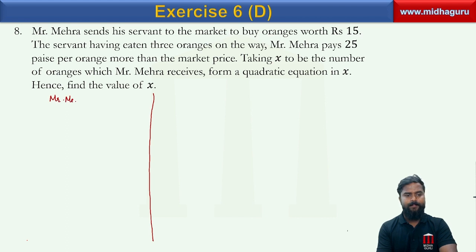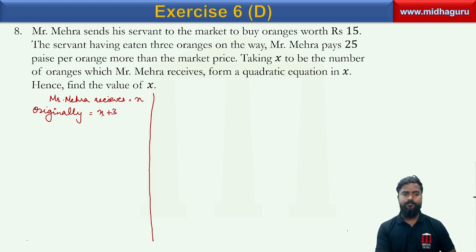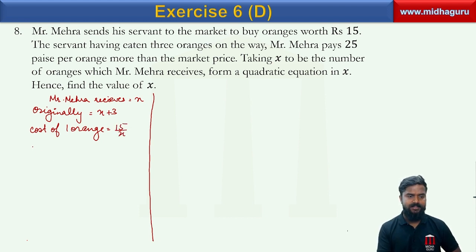Mr. Mehra receives x oranges, but originally his servant had bought x plus 3 oranges. So now if we calculate the cost of 1 orange for which Mr. Mehra received, it would be 15 by x, since the total price was 15 and he got x oranges. But the original cost of 1 orange is 15 by x plus 3.